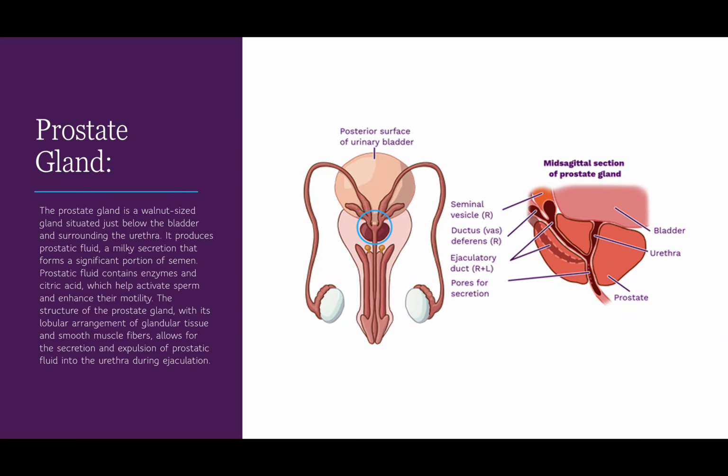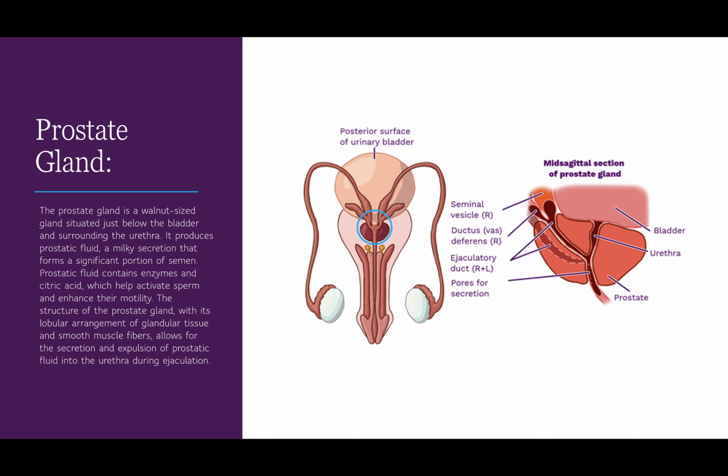So the prostate gland is a walnut-sized gland, right? This is some very American units of description. Usually you'll say it's whatever centimeters high and whatever circumference. We're going to use an Americanized system and say it's walnut-sized, right? Situated just below the bladder and supporting the urethra. So the urethra is actually snuggled there, right? It produces a milky secretion that forms a significant portion of semen, right?